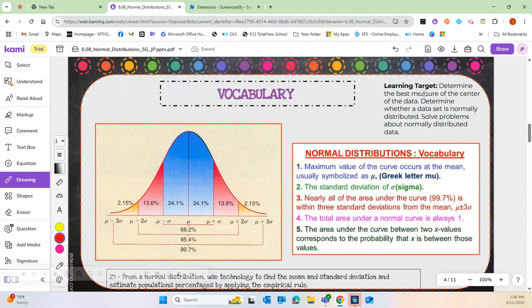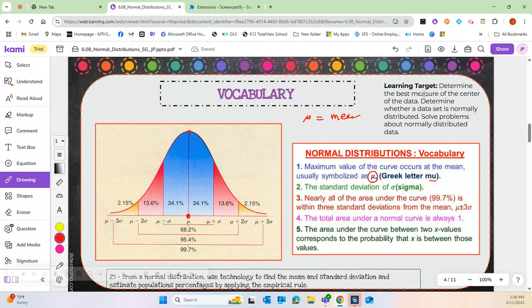Here is vocabulary for normal distributions. Number 1 says the maximum value of the curve occurs at the mean. And then we use this symbol, mu. It's pronounced mu. It kind of looks like a cursive U, but it stands for mean. And again, your mean is going to be right in the middle of your x-axis, and you could also think about it being on top of that mountain.